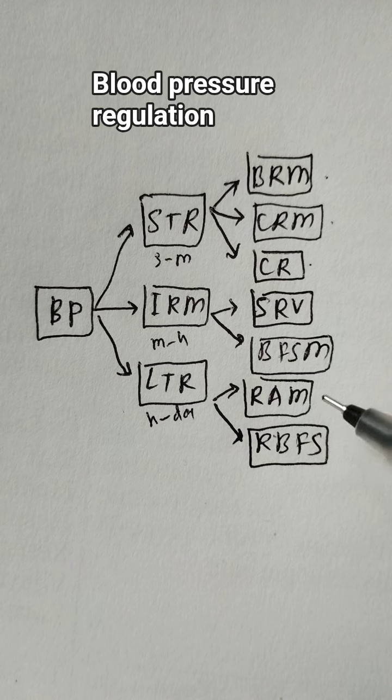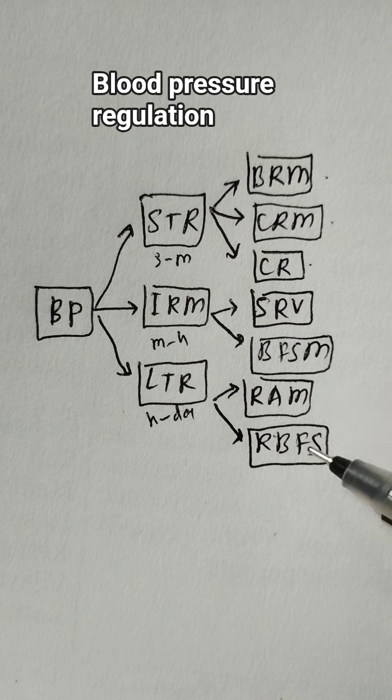Whereas long-term mechanisms include the renin-angiotensin mechanism and renal body fluid shift mechanism. The renin-angiotensin mechanism is activated mainly during hypotension, which causes the stimulation of the macula densa. Macula densa stimulates production of renin from the JG cells that increases angiotensin 2, and angiotensin 2 is going to increase the blood pressure.